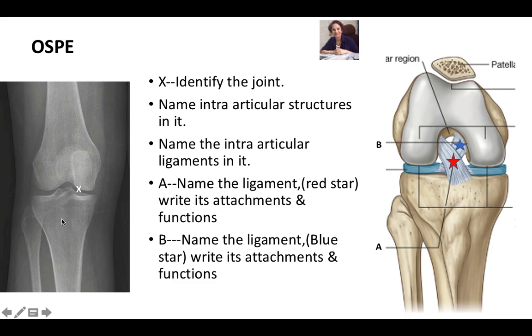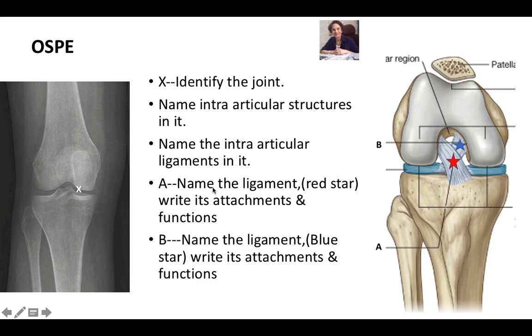This is femur, that is tibia. This space between the two is what is asked, and this is a space of knee joint. This is a knee joint. Name the intra-articular structures and intra-articular ligaments, which we will cover as we go along.